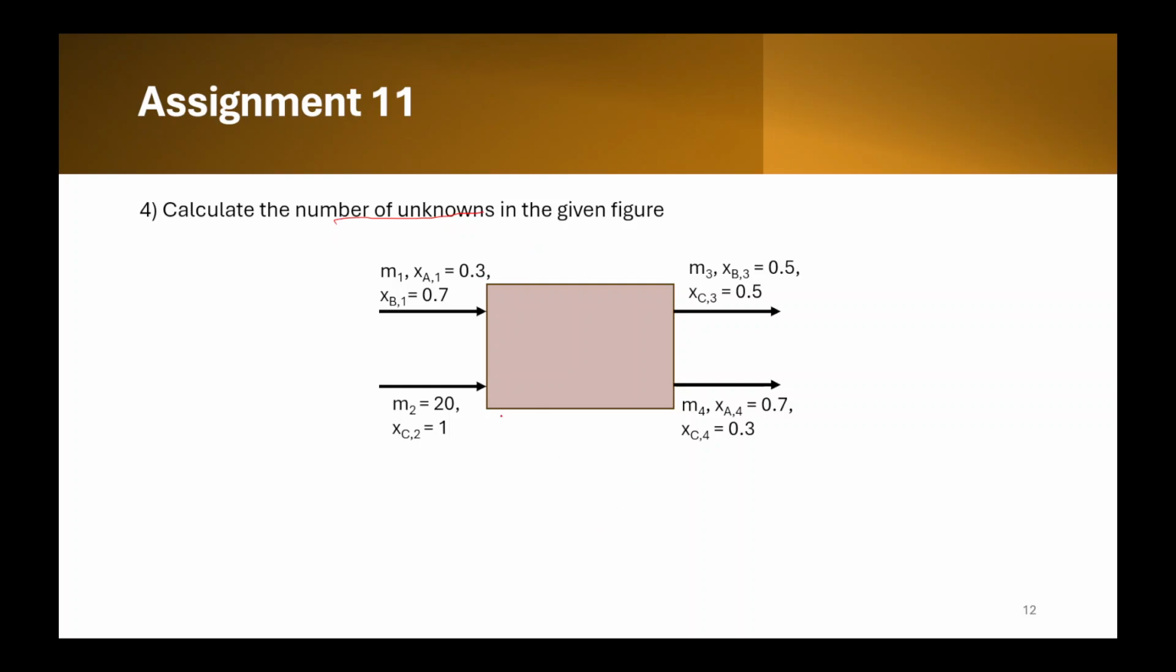So as you can see, the numerical values for all these variables are given to us. However, M1, M3, and M4 are not given to us. So these are the unknowns here. So the number of unknowns is 3 only.